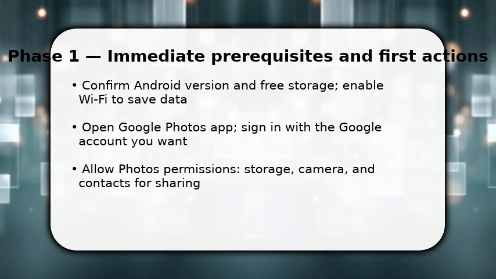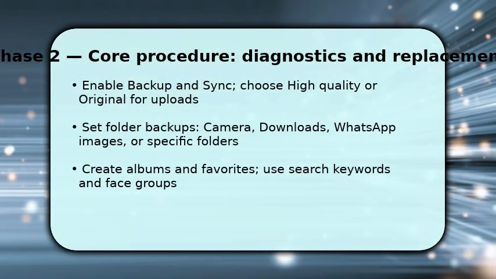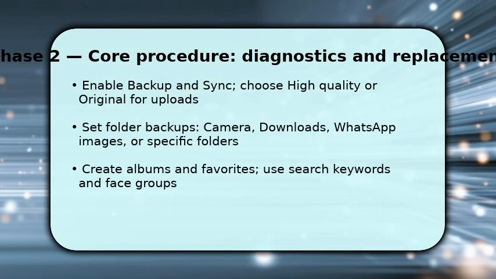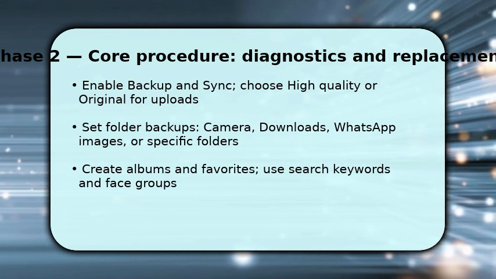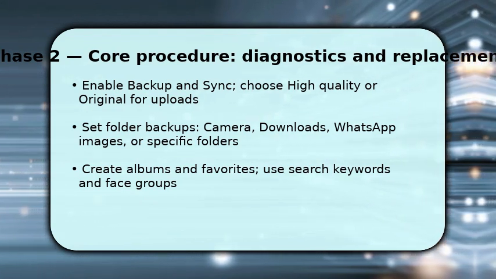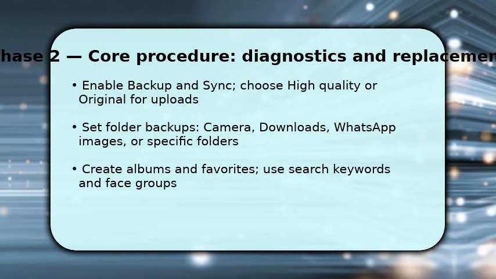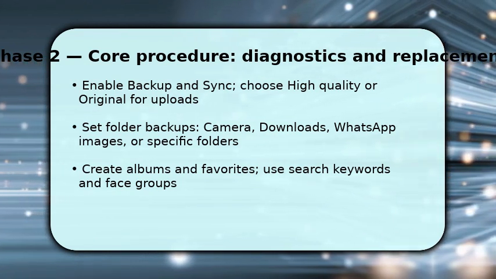Once backup and sync is on, choose the upload quality. High quality saves space. Original preserves full resolution. Then, select device folders to include: camera, screenshots, messaging apps. This prevents missed photos.